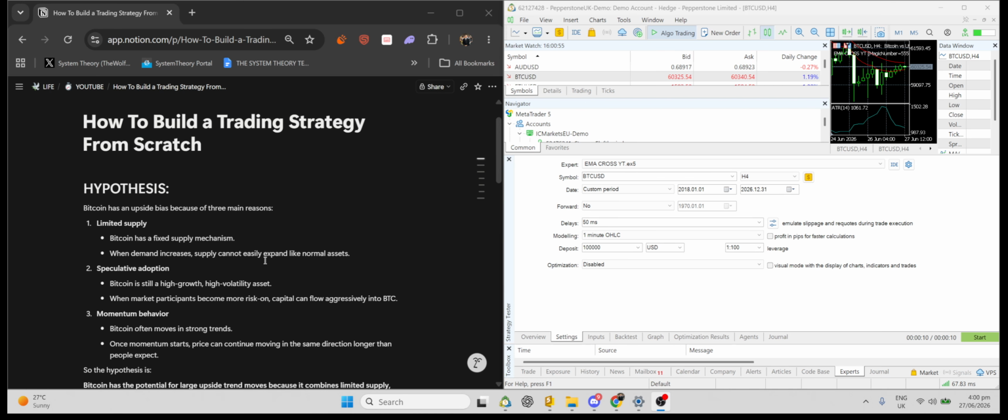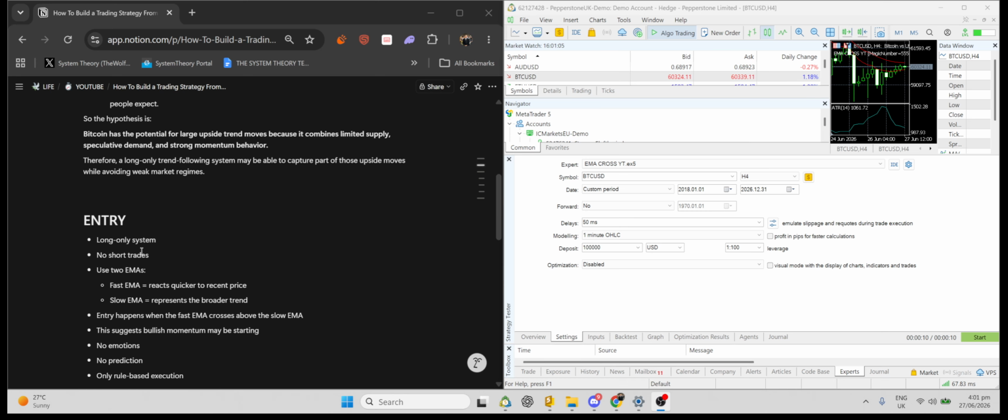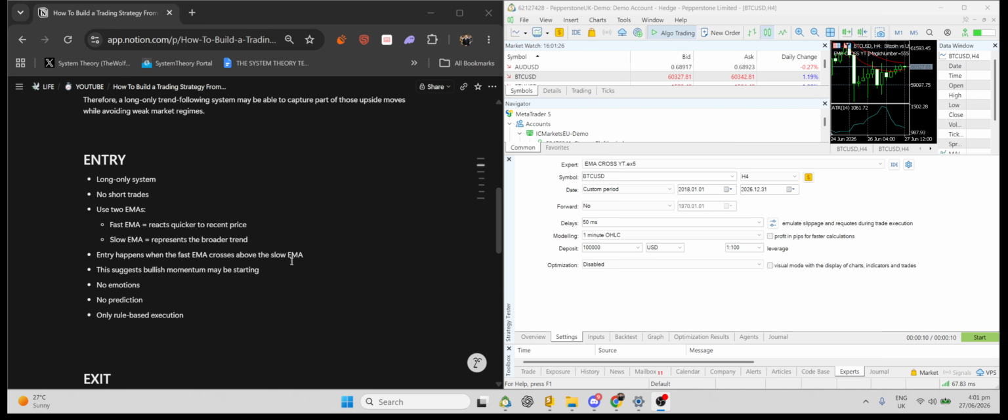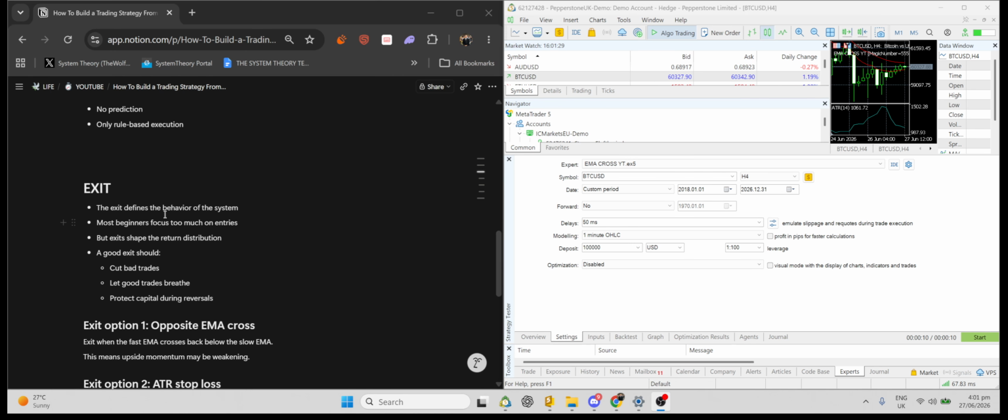So, we have our hypothesis, and now it's time to find our entry. We need to find how to enter and capture those moves. It's a long-only system, no short trades, and we will use two EMAs, a fast EMA and a slow EMA. Entry happens when the fast EMA crosses above the slow EMA. This suggests bullish momentum may be starting. No emotions, no prediction, only rule-based execution. So it's basically an EMA cross. That's our entry. Now, for our exit, let's see what we'll use.